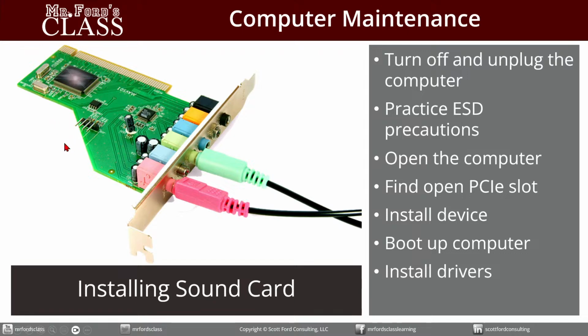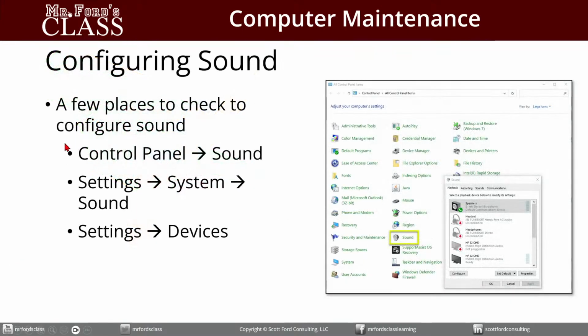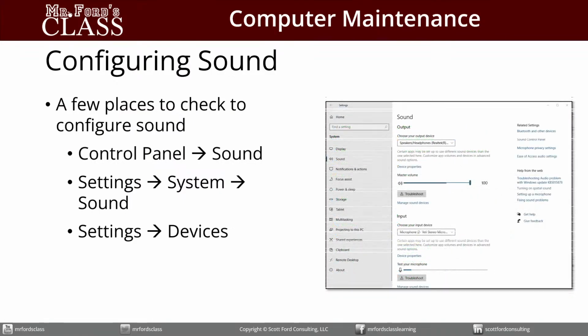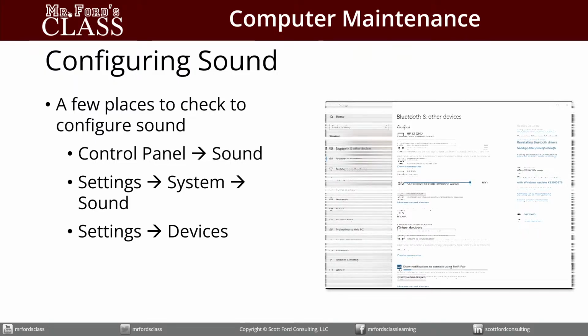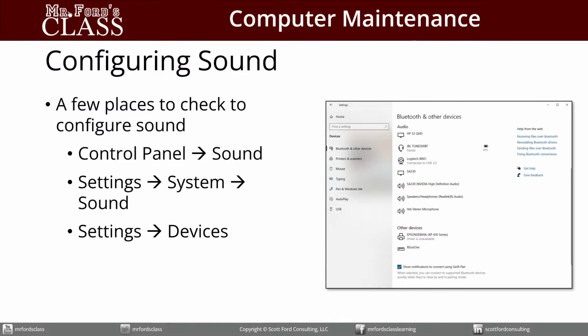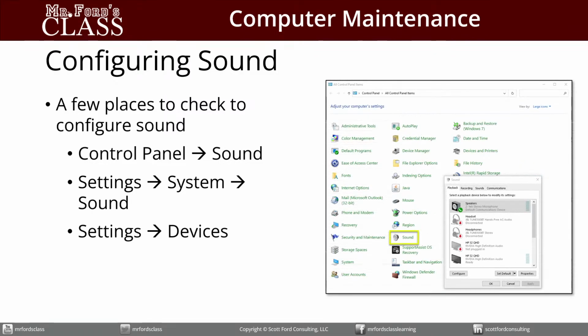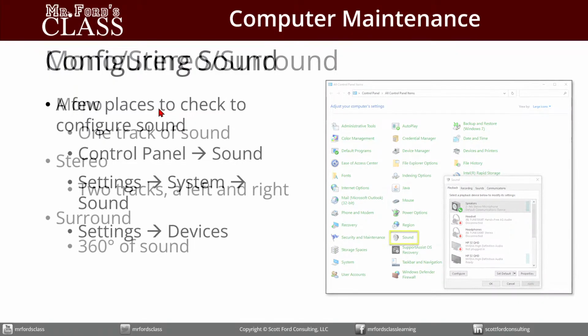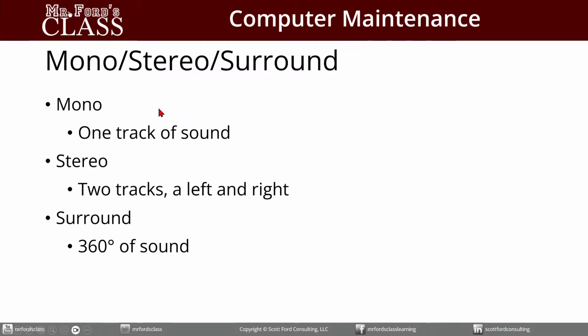It's relatively simple to do. Configuration of sound is typically handled automatically. You don't usually have to touch anything, but if you do, you can go through the control panel to sound. You can look at settings, system, and sound. You can also look at settings and devices. So these are different places that you can configure your sound. But again, most of the time this is handled automatically for you. Don't worry about it. All right, let's take a look at mono, stereo, and surround sound.